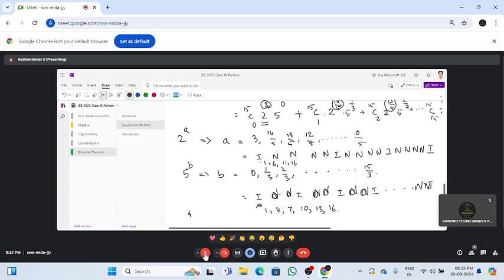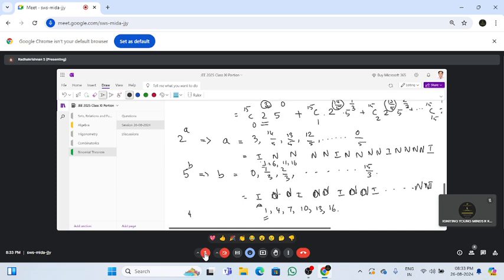But for the whole term to be rational, both 2 power A and 5 power B need to be rational. Not any one should be irrational. So for which terms are both rational? First term is there in both. So both are rational, so that is a rational term.